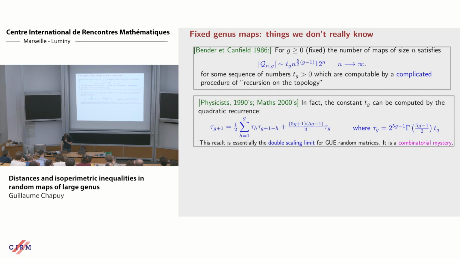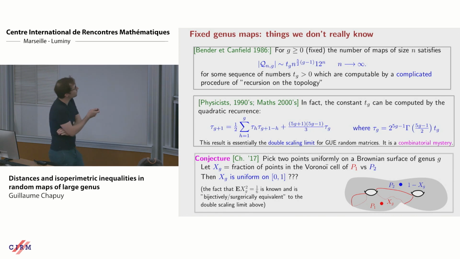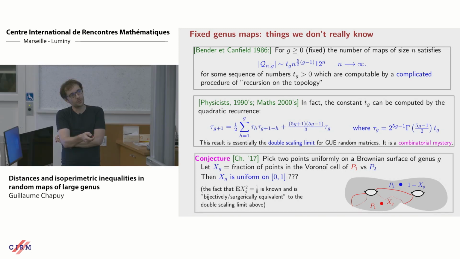And by the way, I want to advertise my favorite conjecture. So fix your favorite genus G and take a very, very large random map. Or maybe you directly take a Brownian surface of genus G. And you take 2 points at random, P1, P2, and you do a Voronoi tessellation.